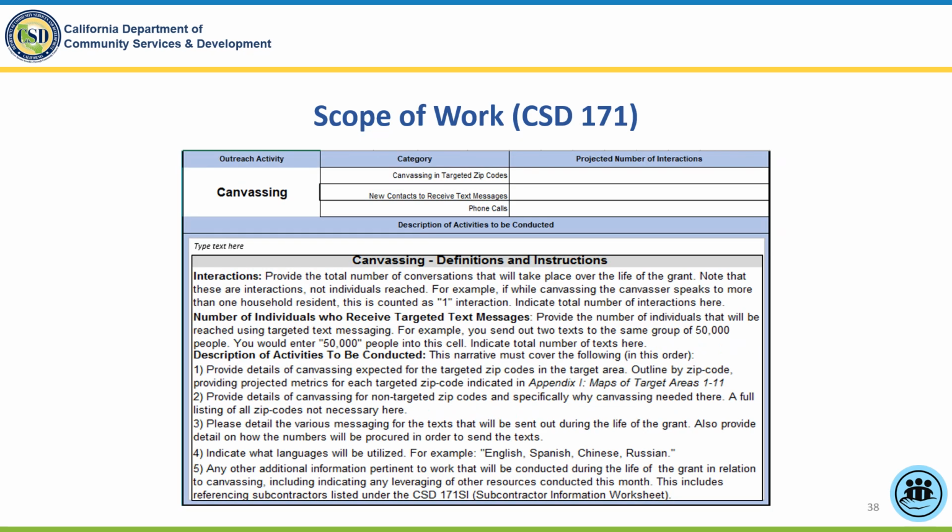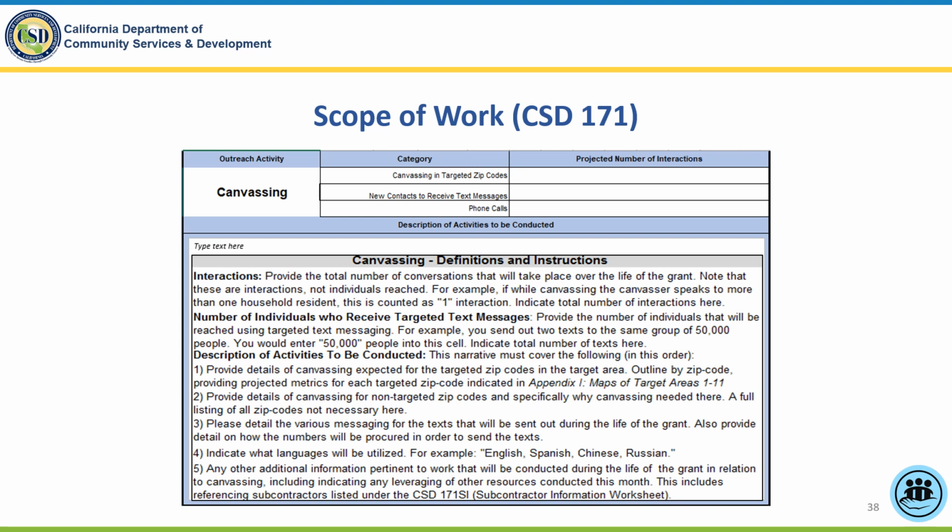As with web and social media, under canvassing, applicants should follow the definitions and instructions for entering projections and the description of activities to be conducted. Applicants must indicate the total number of one-on-one interactions and the number of individuals who will receive target messaging during the contract term. A few things to consider for canvassing.